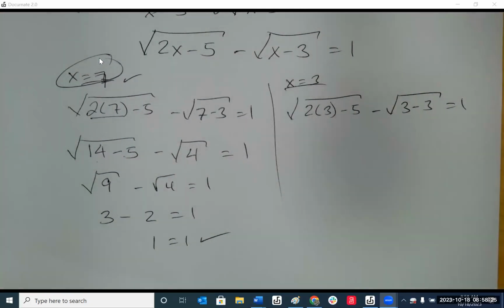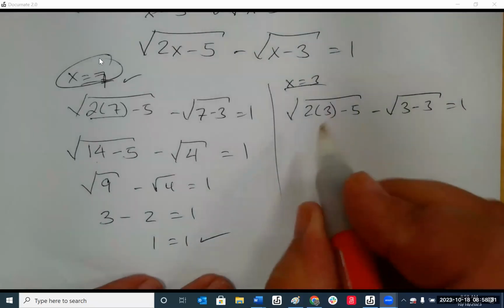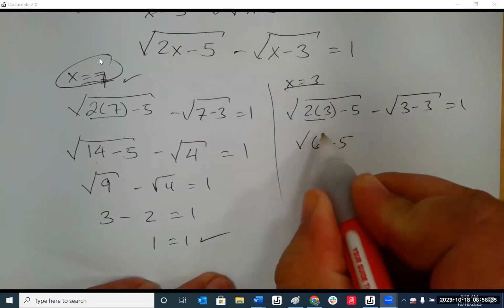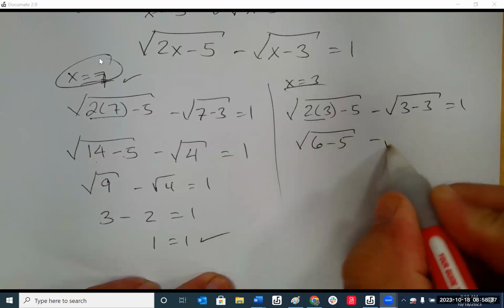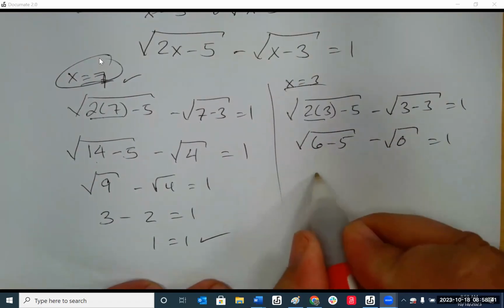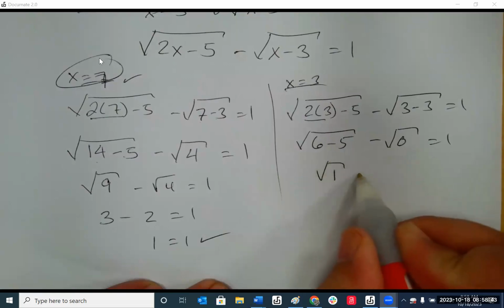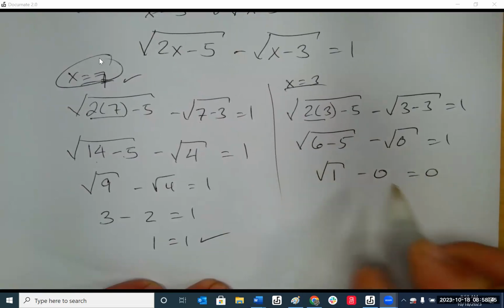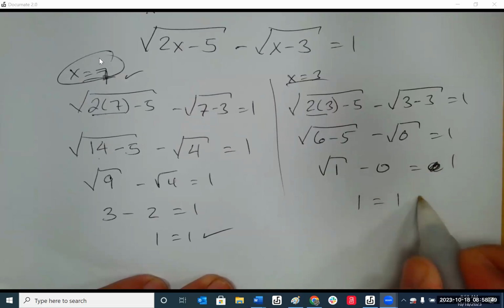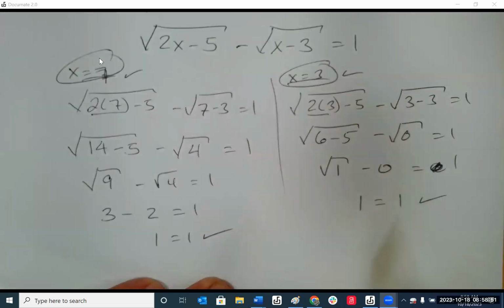Again, this part here, that's the stuff we did in chapter 1. You guys should be able to do this. So it shouldn't be much of a problem. 2 times 3 is 6 minus 5. 3 minus 3 is 0. 6 minus 5 is 1. Square root of 1 is 1. Oops. So they both work.